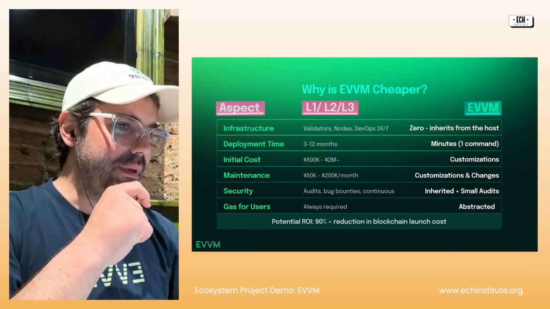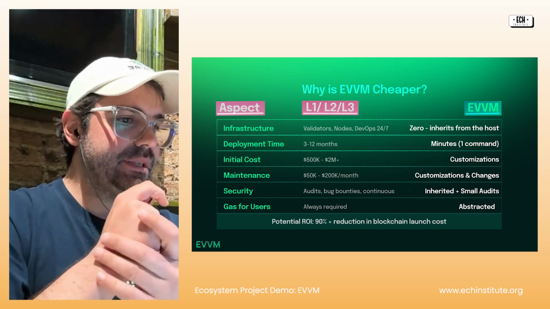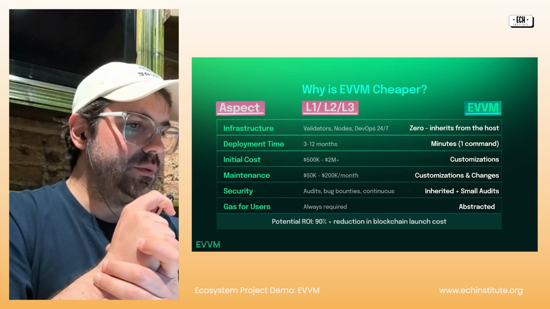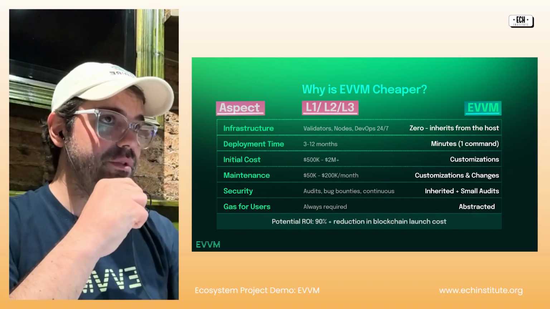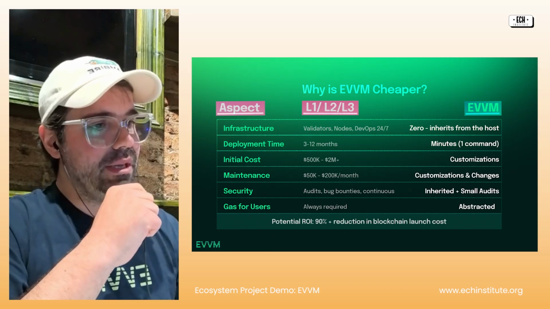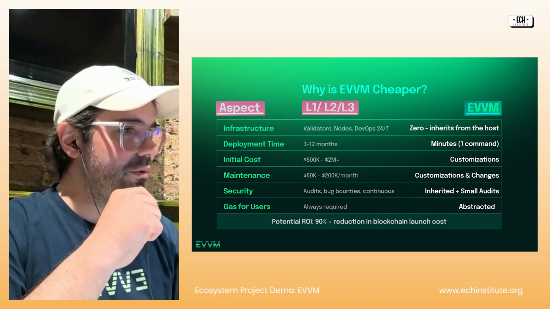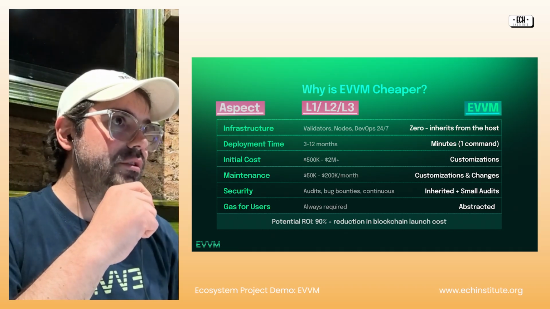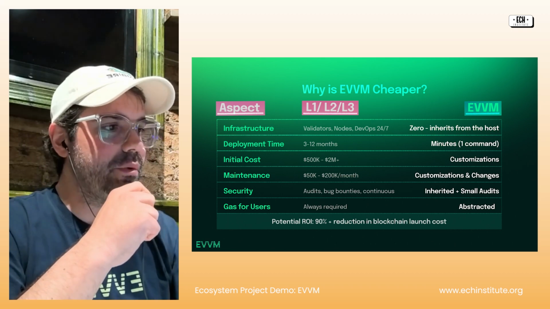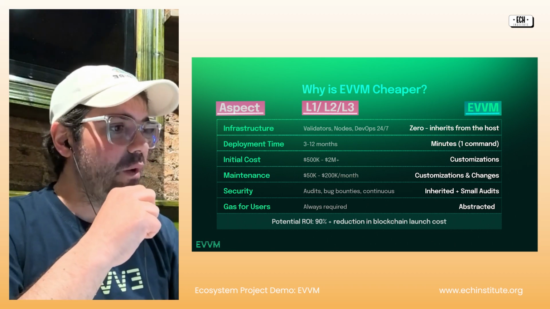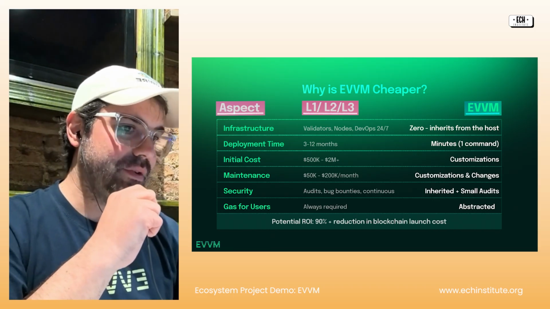So why is EVVM cheaper? Why does EVVM exist? In the infrastructure aspect, a traditional blockchain or L2 needs validators, nodes, DevOps, and incentives. That is one of the most important parts of blockchains. On the EVVM, zero. Everything is inherited from the host. No infrastructure is needed. If you want to add some nodes for sharded execution, virtual sequencers, or other kinds of configuration, that's good. It's up to you, and we bring a lot of extra value, but having it is not needed at all.